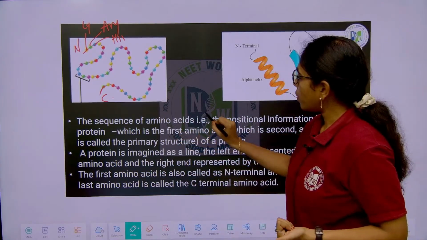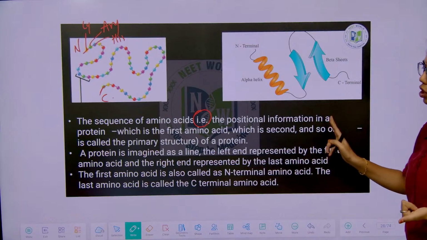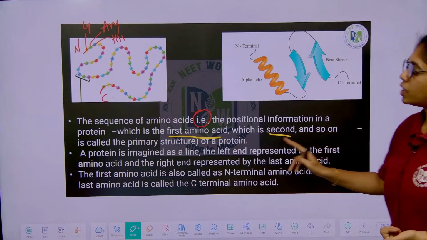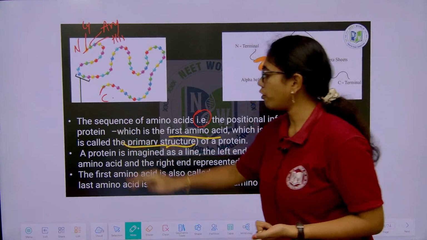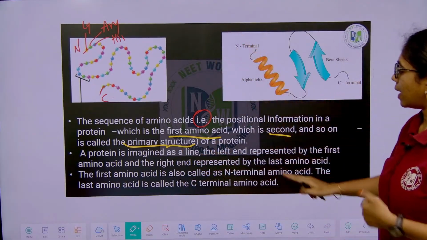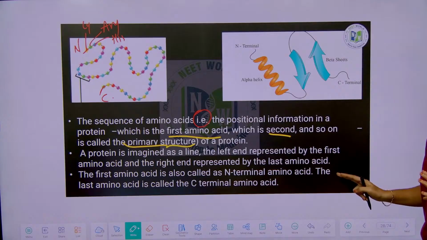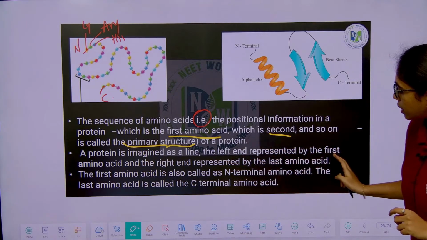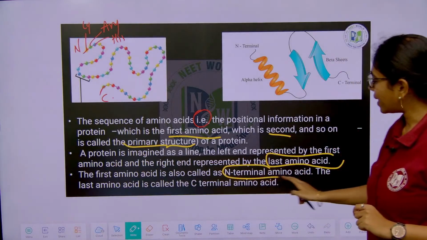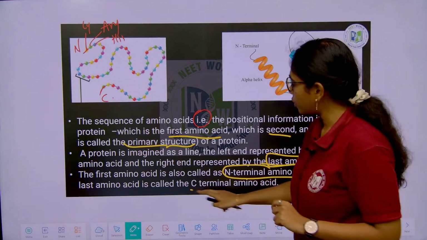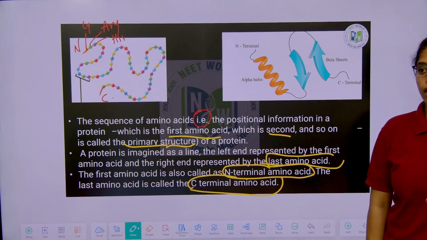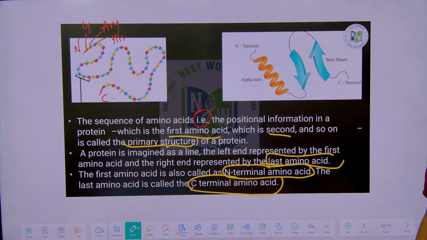The sequence of amino acids, that is the positional information in protein, which is first amino acid, which is second, and so on, is called what? Primary structure of proteins. A protein is imagined as a line like this. The left end is represented by the first amino acid, and the right end is represented by what? Last amino acid. First amino acid is also called N-terminal amino acid. Last amino acid is called C-terminal amino acid. Clear all? So this is about primary structure of proteins.